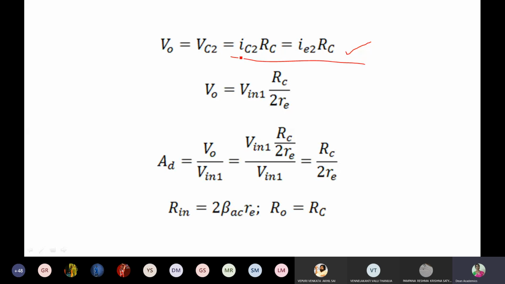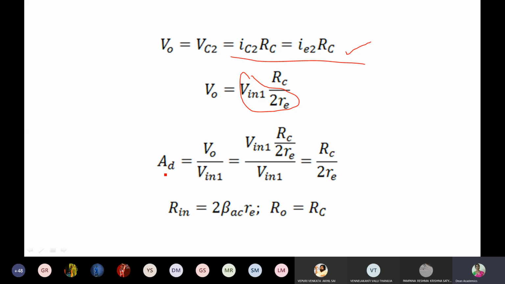So V0 is equal to Vc2 is equal to Ic2 Rc, which is equal to IE2 Rc. And after that, in place of IE2, we substitute what IE2 is. That is nothing but Vin1 by 2 RE. We have derived it earlier. Just refer to it, so that we have substituted here.